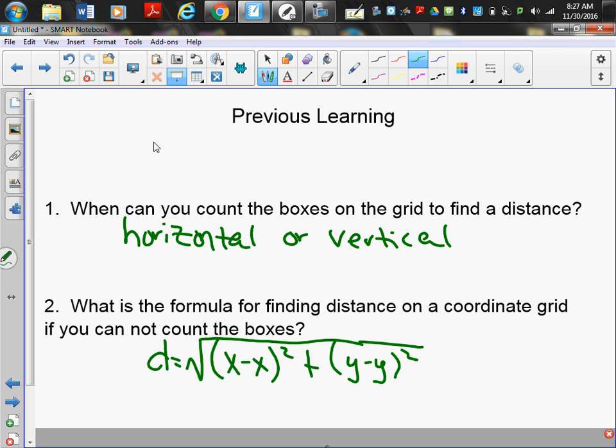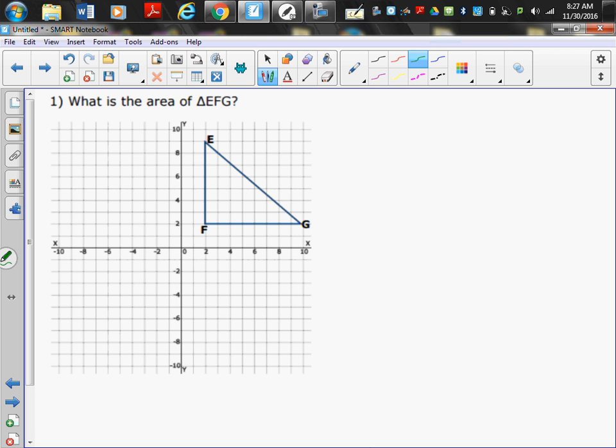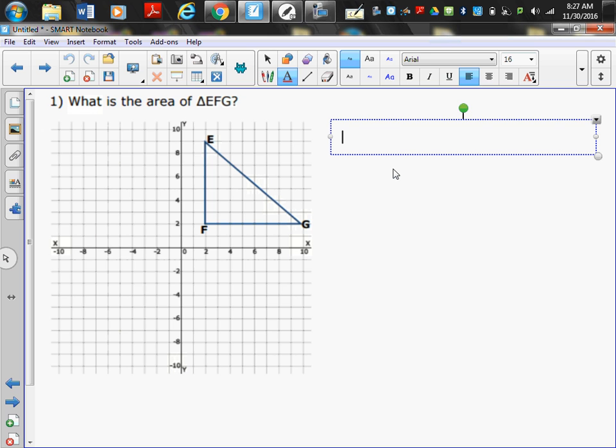Alright. So yesterday we had 3 questions that we had to answer when we were doing shapes with distance or area and perimeter. So who can tell me what the first question was that we had to answer? Miss Jones. What shape is it? What shape am I looking at? Good.